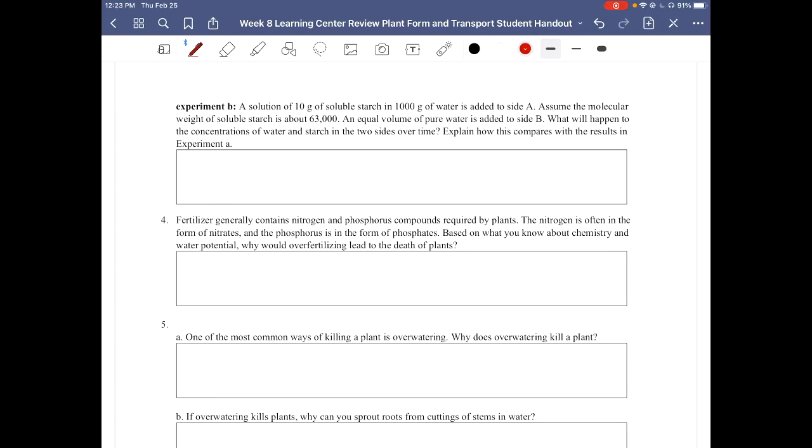So in experiment B, there's a solution of 10 grams of soluble starch in 100 grams of water. That's added to side A. And we're assuming the molecular weight is going to be 63,000. And an equal volume of water is added to side B. So again, 1,000. Now they're asking us what will happen to the concentration of water and starch, two sides over time. So it's going to be very similar to the last problem that we did, but with different numbers and different molecules. So we're using starch this time.